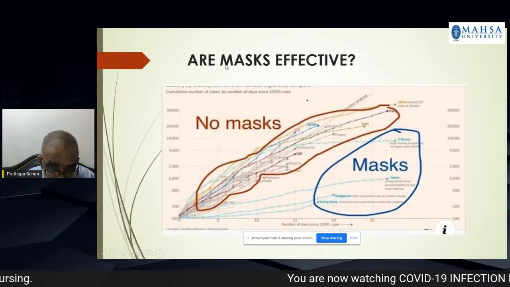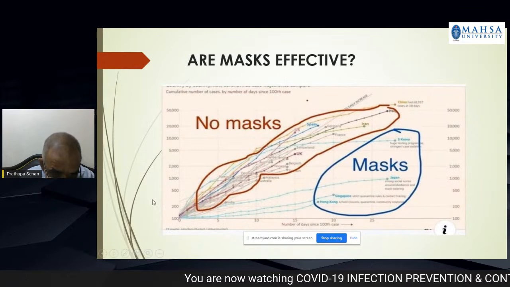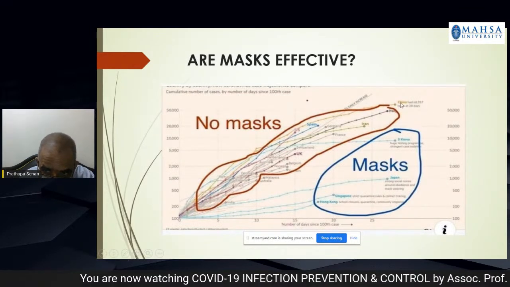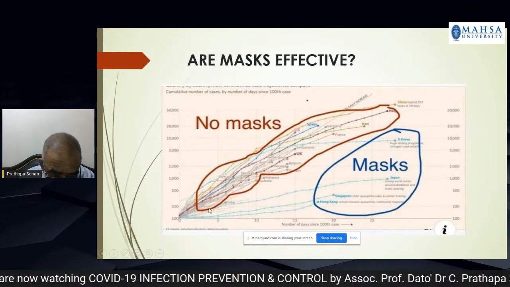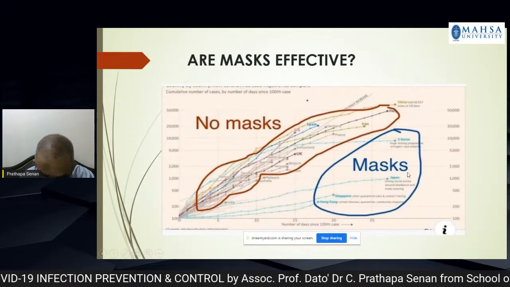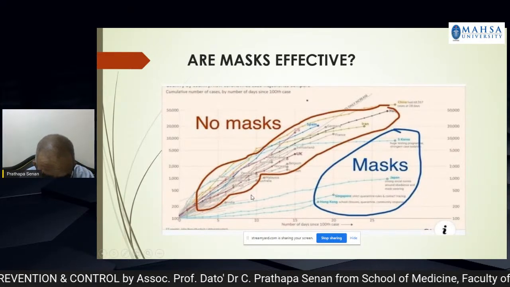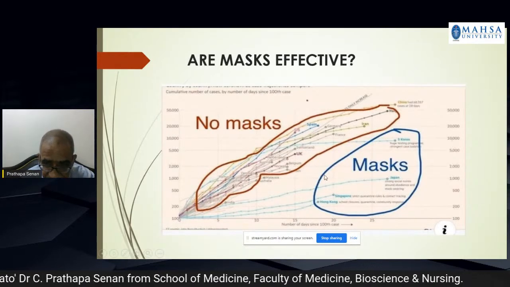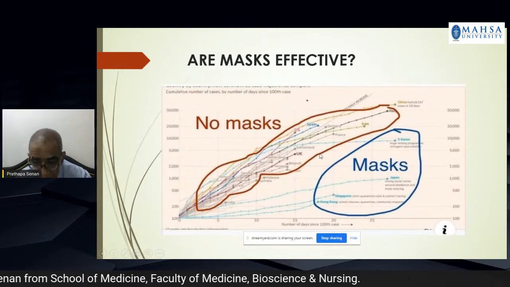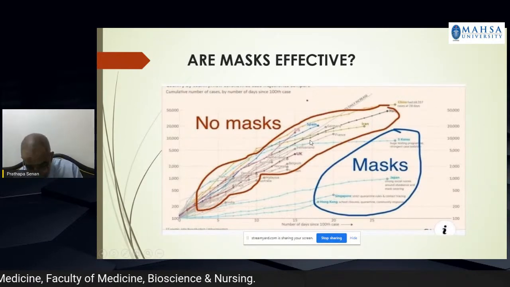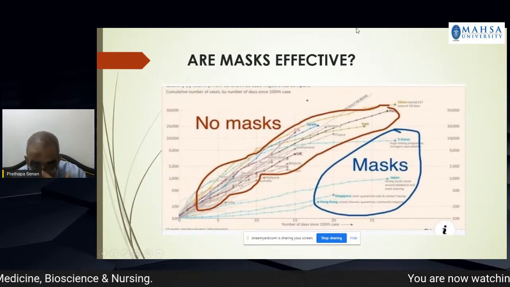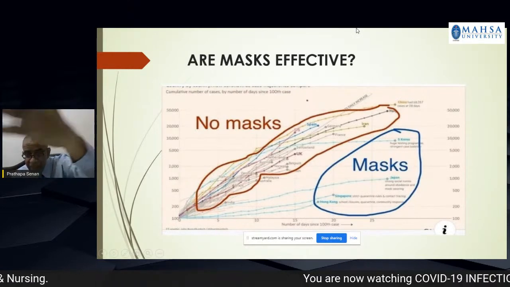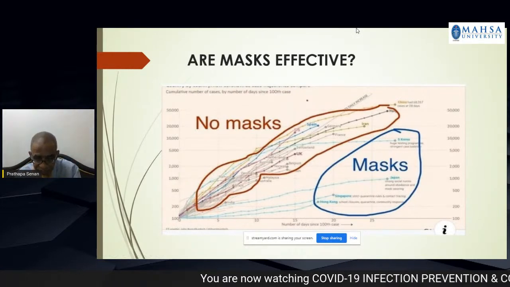Okay, just to tell you the effectiveness of masks. These are countries that did not encourage people to wear masks, while these are the countries where masks were used. So masks reduce the risk of transmission. Okay, so this is proof that masks do work. Anything that prevents the droplets from going into your lungs works.